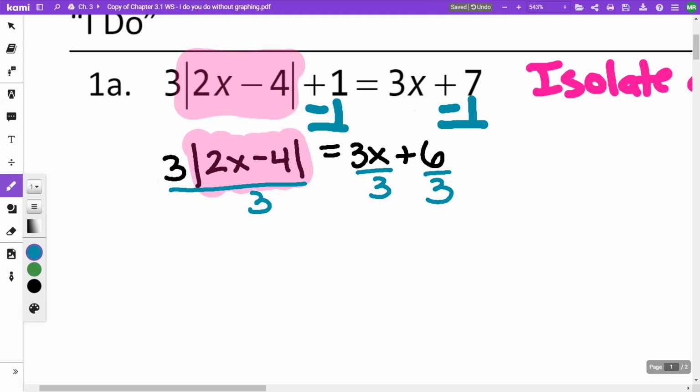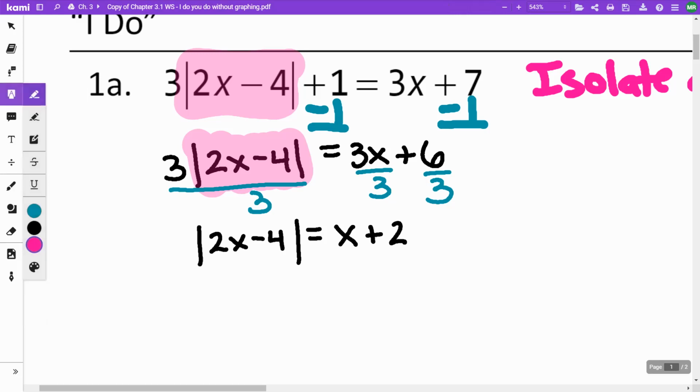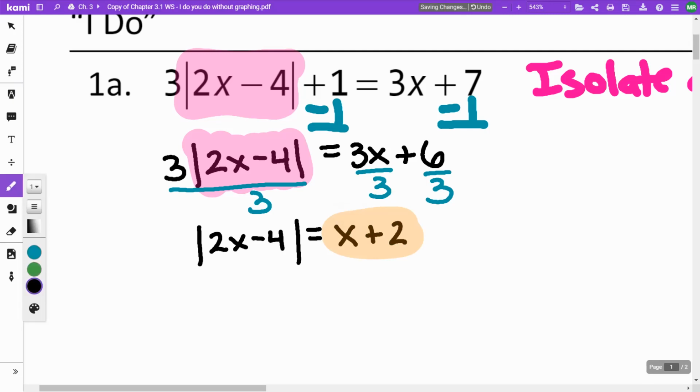So when I do that, I'm going to end up with the absolute value of 2x minus 4 is equal to x plus 2. Hopefully everyone's writing this down because this is going to go in our notes. Once you get it isolated, you're going to ask yourself, what do I have on that other side? Is this a positive or a negative?